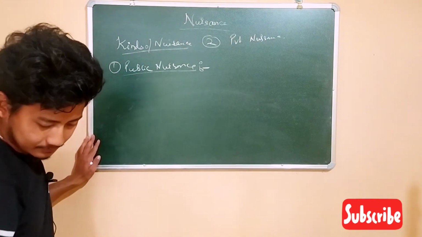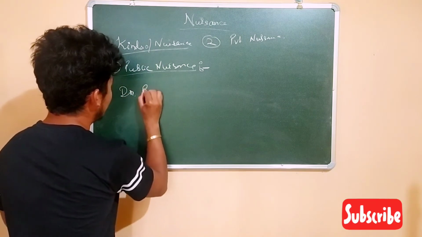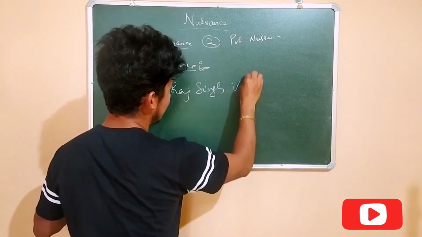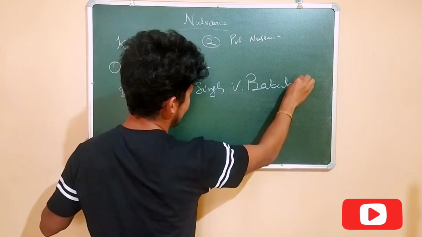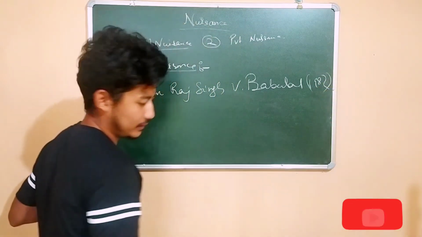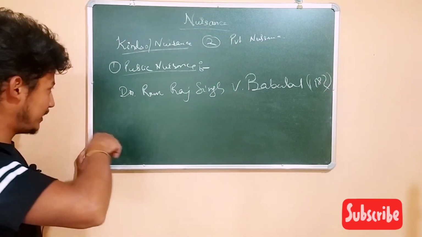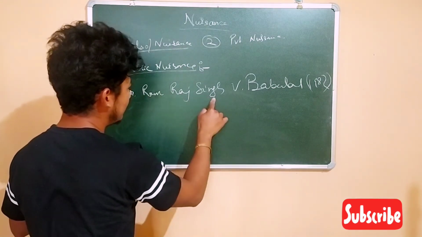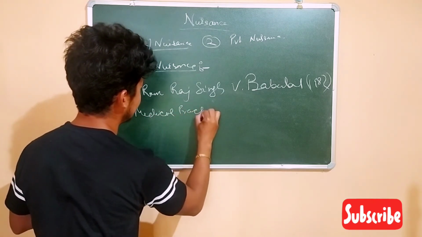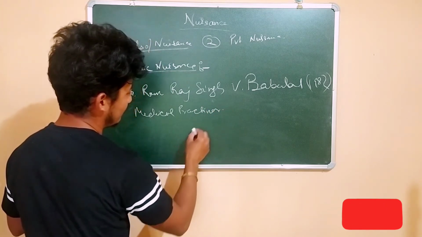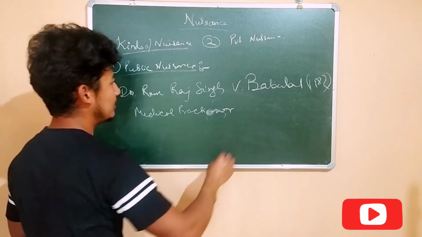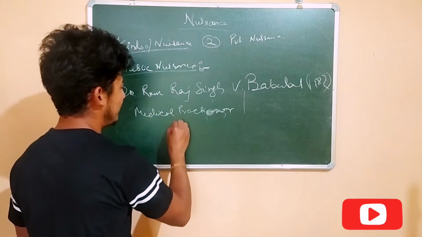So there is a case law, Dr. Ram Raj Singh versus Babulal, 1982. So in this case, what happened? Dr. Ramraj Singh, who used to be a medical practitioner, is the plaintiff, and Babulal is the defendant.